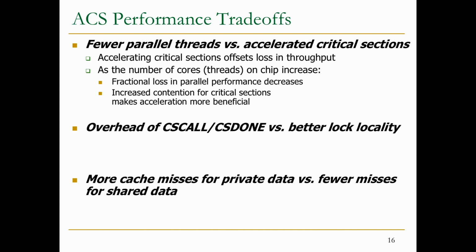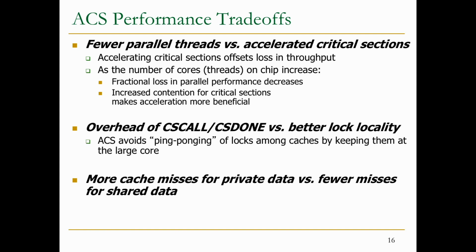This is the other trade-off. You get some overhead for shipping the critical sections, say CS call, CS done signals, but you also get better lock locality. You can think of it that way. Lock locality corresponds to CS call. It's essentially an overhead for doing the locking, in a sense, right? CS done is also another signal that you introduce to release the lock, in a sense. And it turns out ACS, accelerated critical sections, avoids ping-ponging of locks among caches by keeping them at the large core, and we discussed that. So this actually is a good trade-off also.